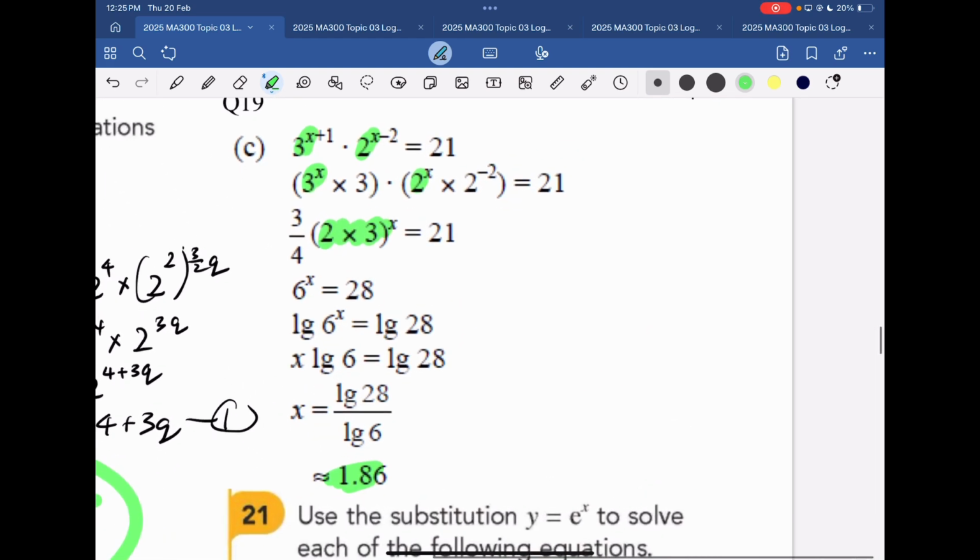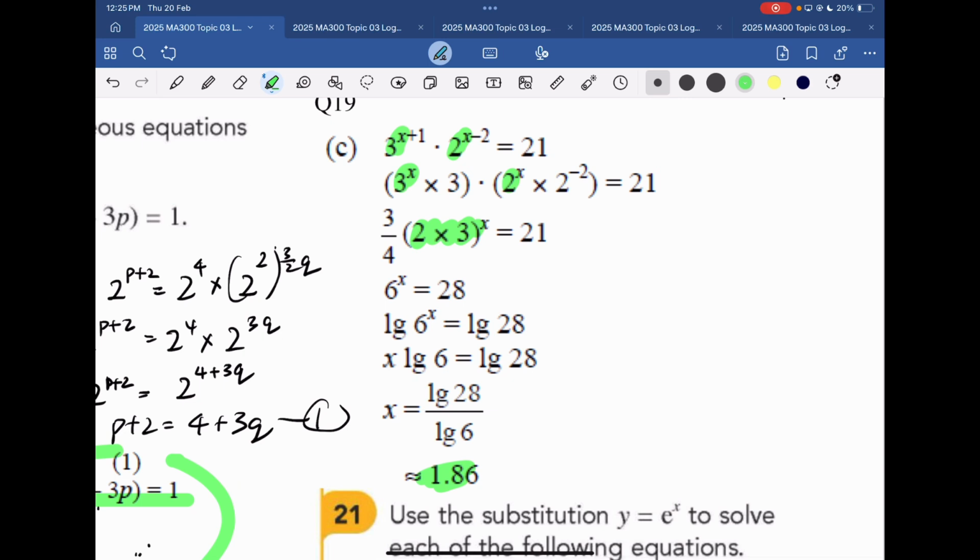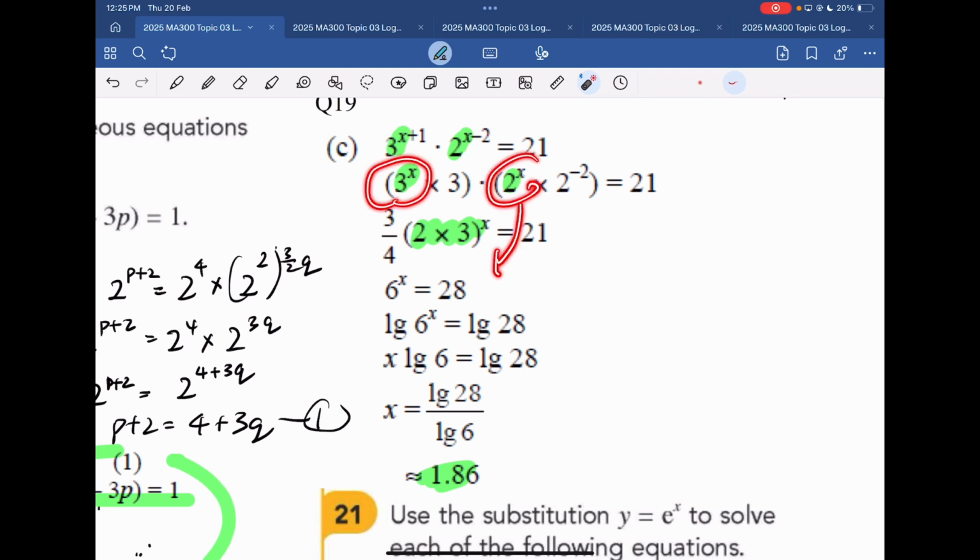Question 19, 1.86. Let me share with you my thought process for 19. Just like algebra, we make x the subject. Whenever you make x the subject, you always try to demarcate, filter the terms with x to one side. You can see 2 power 3x, 3 power x. I put them together to 6 power x. Variable goes to the left, constant goes to the right. Then I take log on both sides, then I bring down the x, and then I solve. Very clean and easy. Short and few steps, you can get the answer.